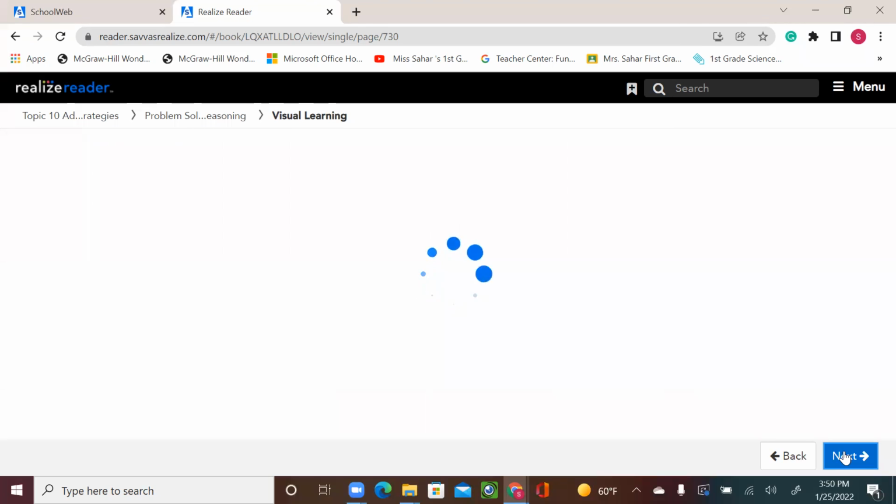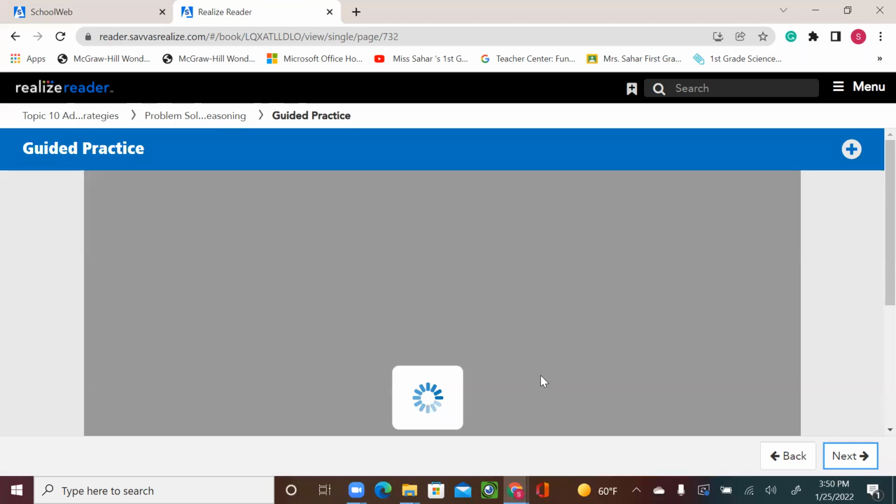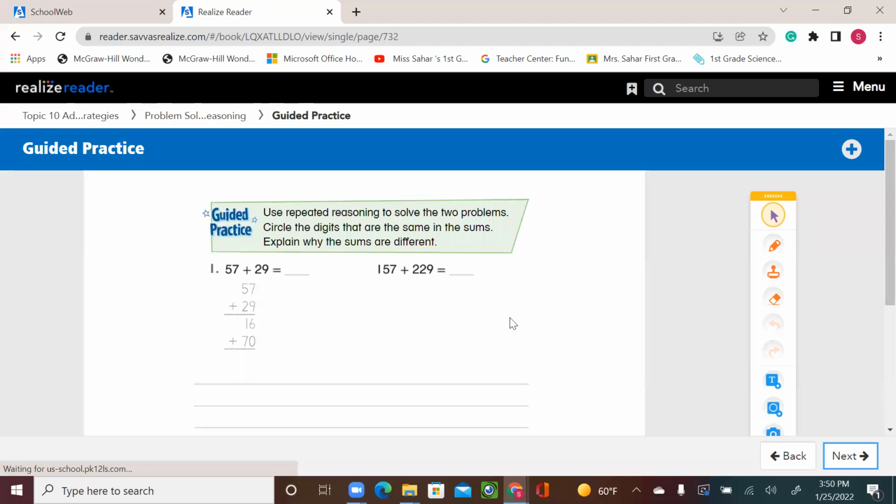All right, let's go for our guided practice, page 458 in your book, and see what we have. Okay, use repeated reasoning to solve the two problems. Circle the digits that are the same in the sums. Explain why the sums are different. So this is an example of what we have, like the previous question. 57 plus 29, and we have here 157 plus 229.